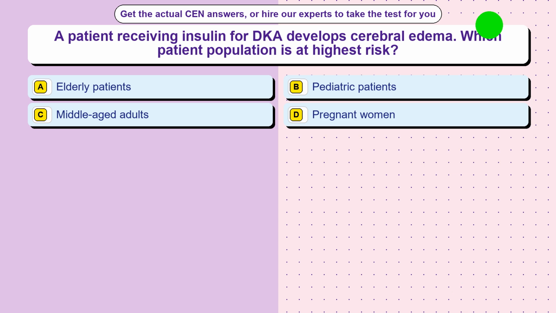Question 35. A patient receiving insulin for DKA develops cerebral edema. Which patient population is at highest risk? Option A, elderly patients. Option B, pediatric patients. Option C, middle-aged adults. Option D, pregnant women.